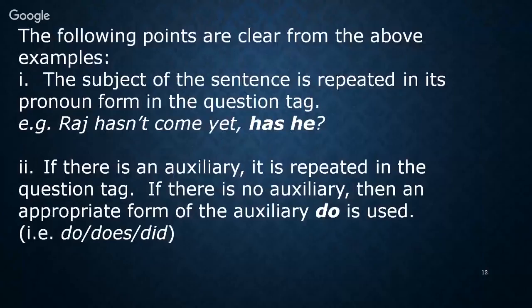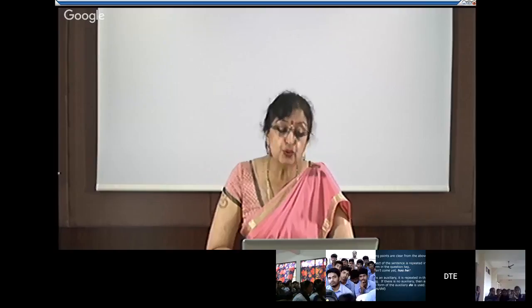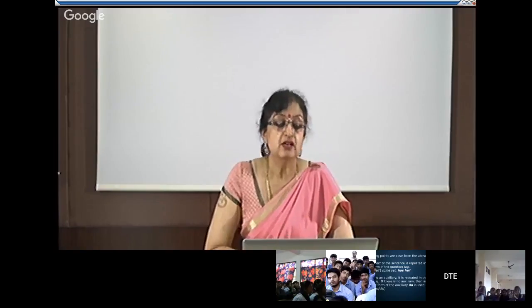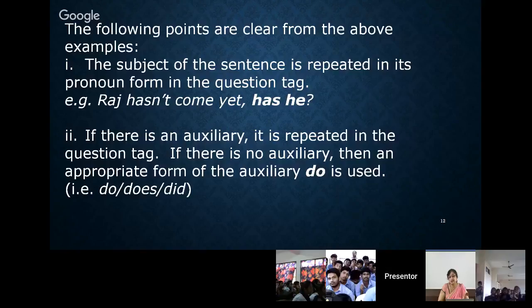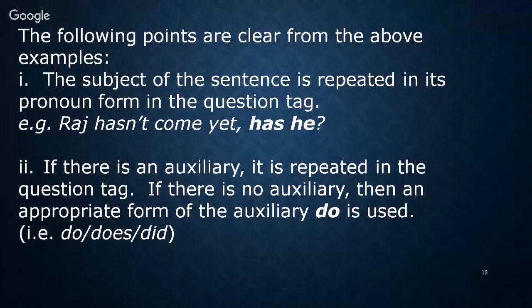The following points appear from the above examples. The subject of the sentence is repeated in its pronoun form in the question tag. Raj hasn't come, has he? Now Raj is a noun. Raj is a boy's name, so the pronoun form would be he. So Raj hasn't come, has he? Negative sentence, positive question tag.